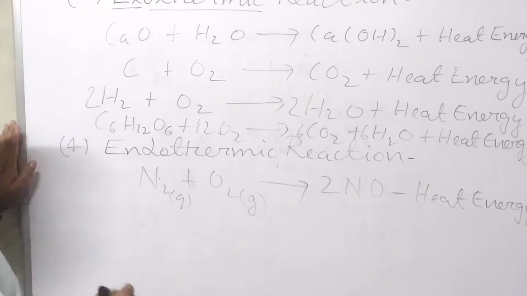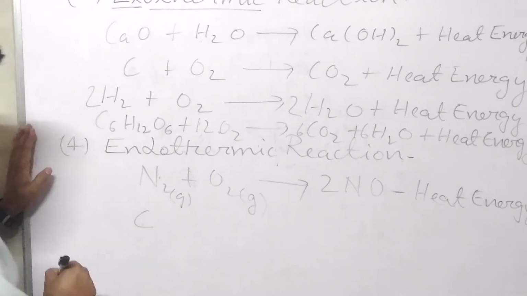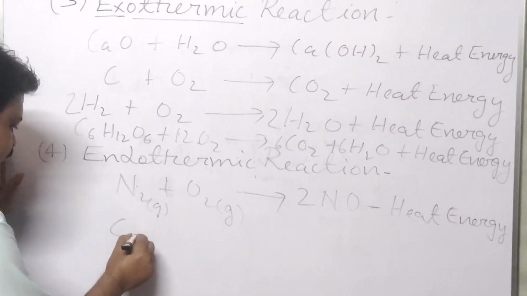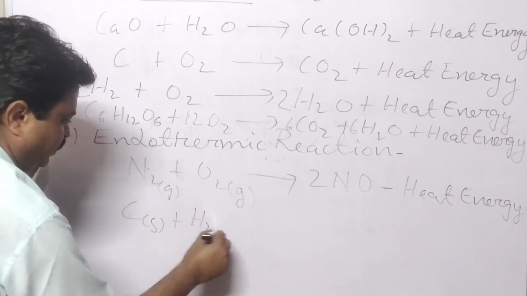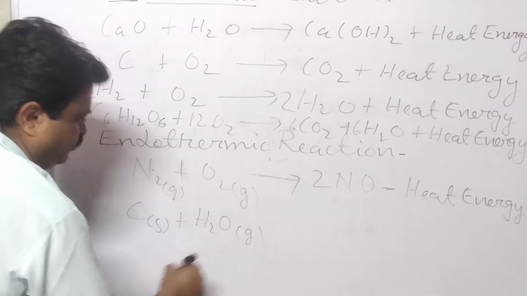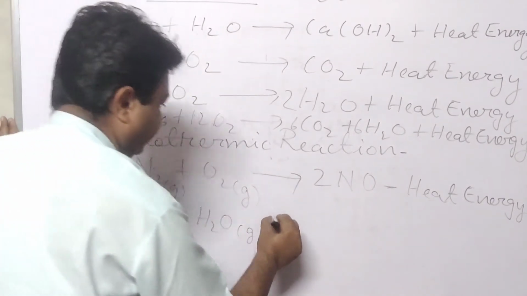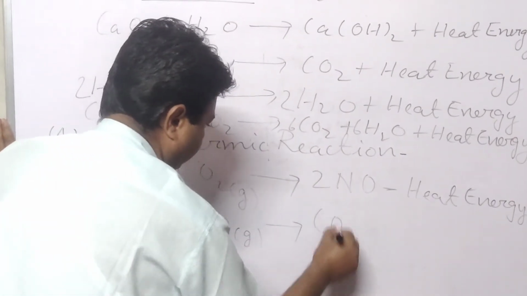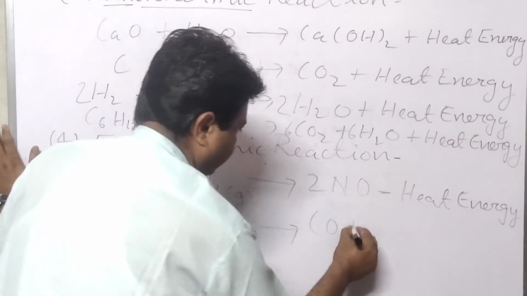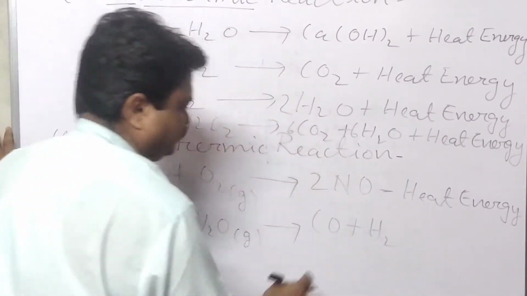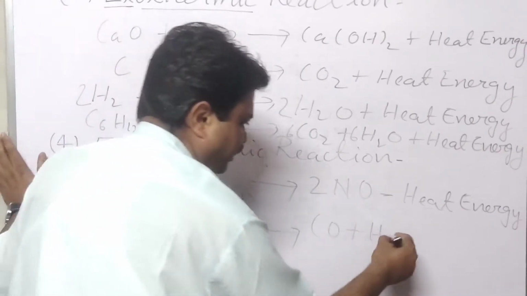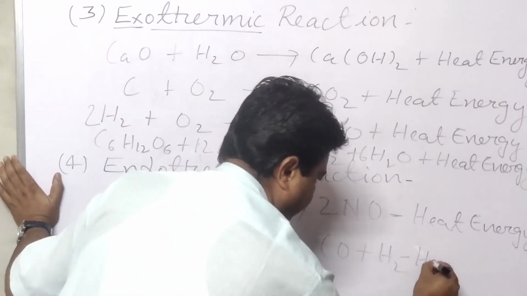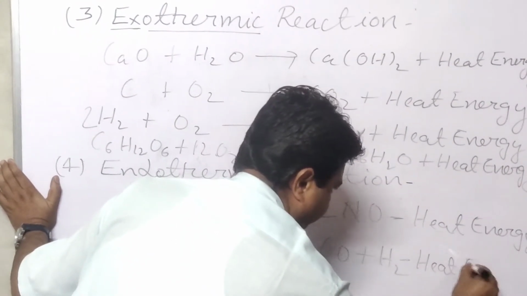Like this, when carbon is reacted with steam, that is water, H2O, then what is produced, student? It is CO plus H2, CO for carbon monoxide, H2 for hydrogen, and in this also heat energy is absorbed.